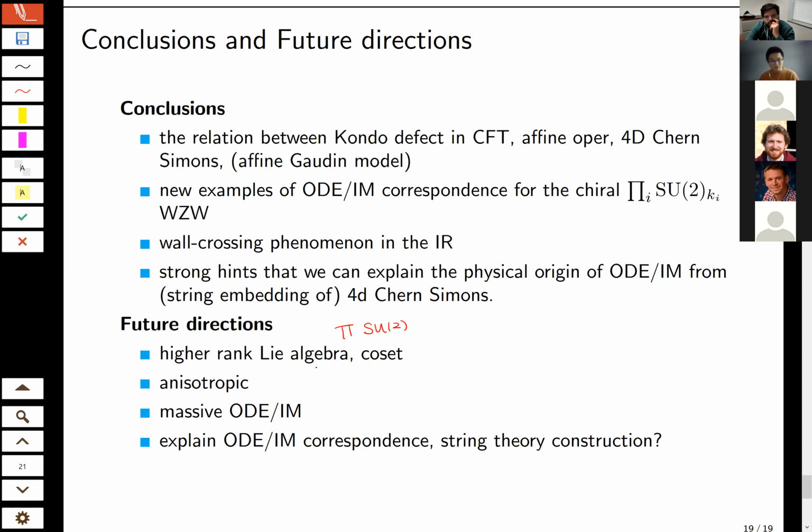A more drastic change you can make is to try to replace the CFT with a massive integrable model. And that will, instead of considering oper, require us to consider the Hitchin system, which is a PDE. And lastly, we really want to understand this ODE/IM correspondence from the point of view of string theory construction.